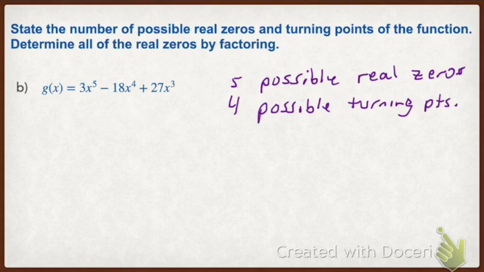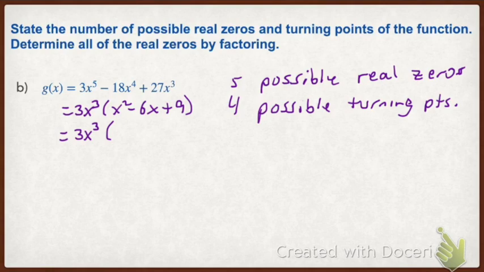Then we factor it. Every term has a 3x cubed in it, so we can factor out a 3x cubed. That leaves behind an x squared minus 6x plus 9. This is equal to 3x cubed times x minus 3. This is a perfect square trinomial, so it becomes a binomial squared. So we have x minus 3 all squared.